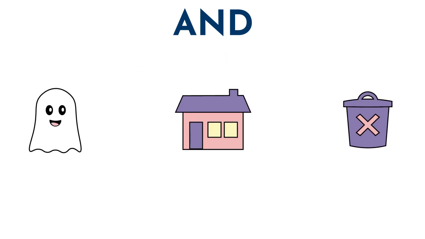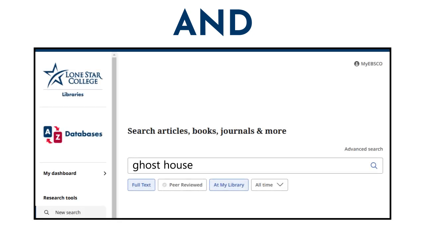By searching for ghost AND house AND remove, the database will return only information where all three of these topics are present, giving you a better chance of finding articles closer to your topic. When you put two or more words together in a search box, the database puts an invisible AND between them, unless you tell it otherwise.